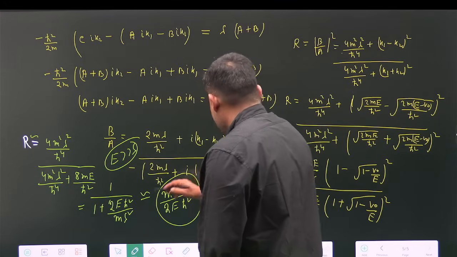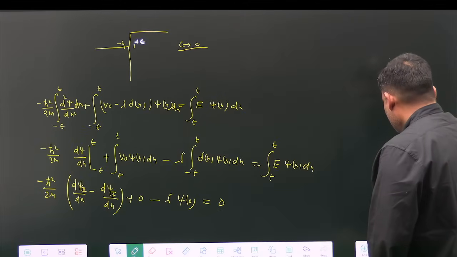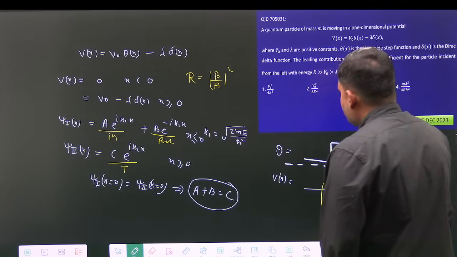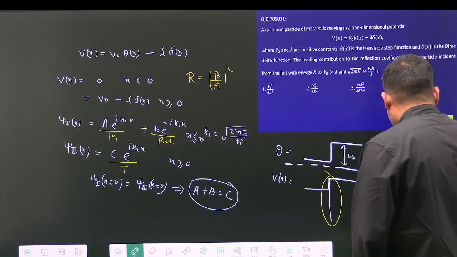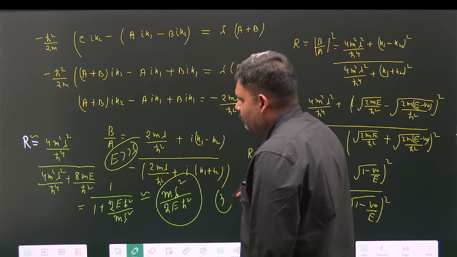So let's see whether any answer is matching or not. When we go for this one, this is mλ² upon 2Eħ². So yes, option number 3 is the correct one.